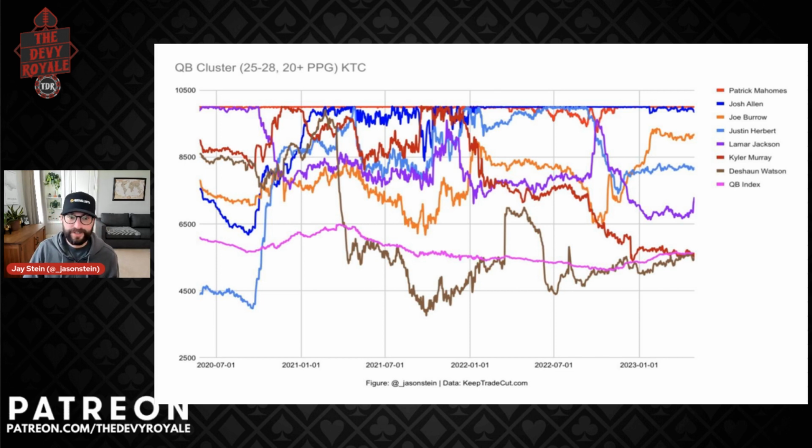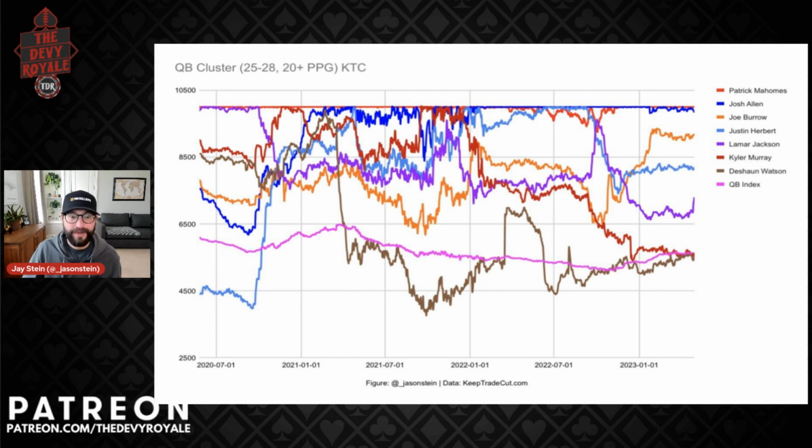Justin Herbert, the youngest of this group, the 25 to 28-year-old cluster, starts his rookie year at 4,500 KTC as there was a little bit of uncertainty about what he might become. He quickly skyrockets up, including spending the end of the 2021 season and the entire offseason with Mahomes and Allen in the very high 9,000 range, but falls back down after a somewhat disappointing season in 2022.